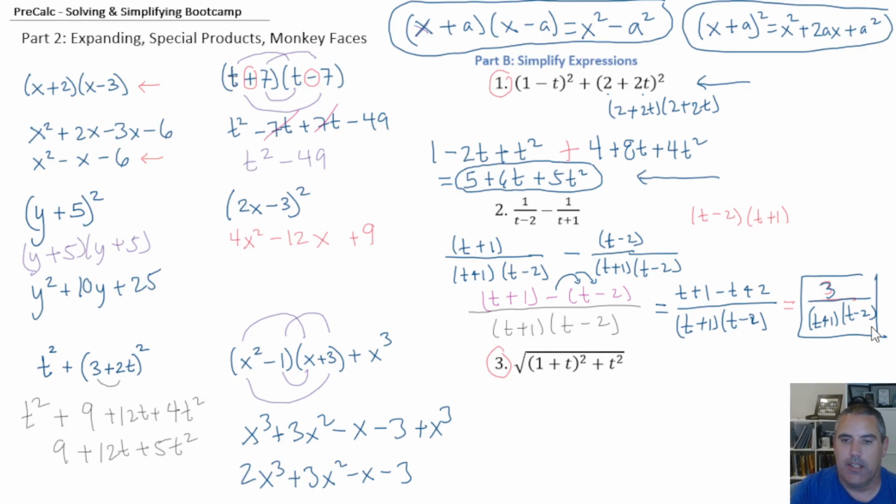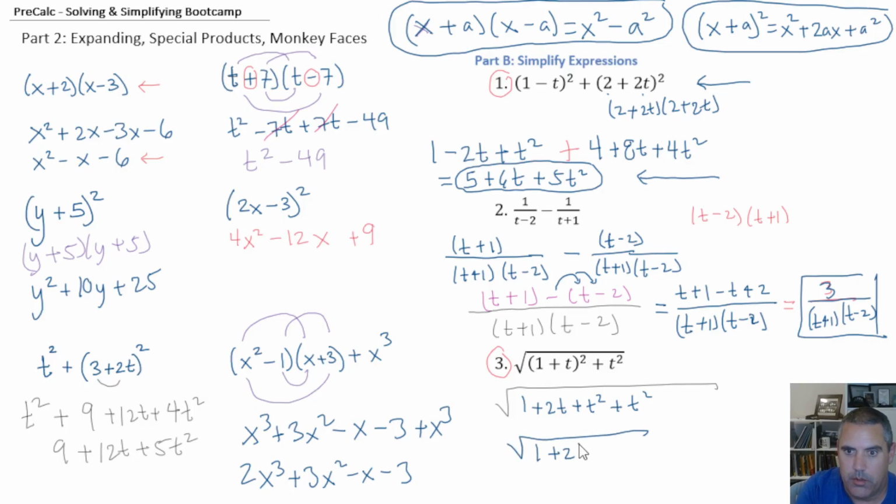Okay, last thing. This one. There's nothing much to be done. To me, that's simplified. If someone forced me to write it a different way, then I would expand what's underneath. So this would be 1 plus 2t plus t squared plus t squared for a grand total of 1 plus 2t plus 2t squared. So there's a bunch of expanding. Let me know if any of that helped you out. All right.